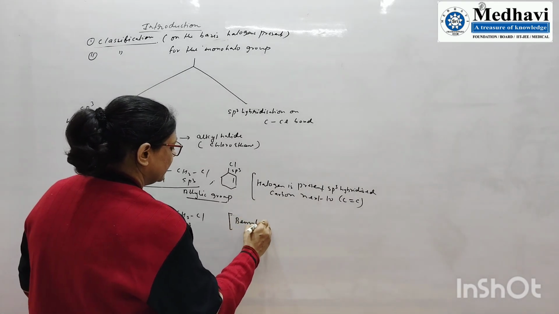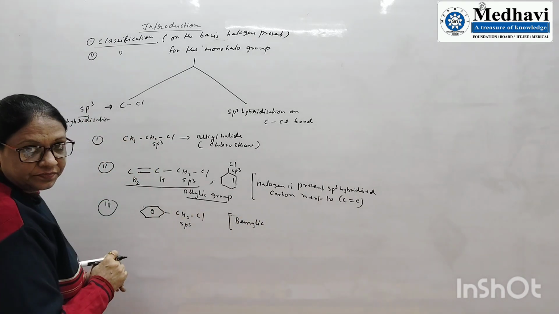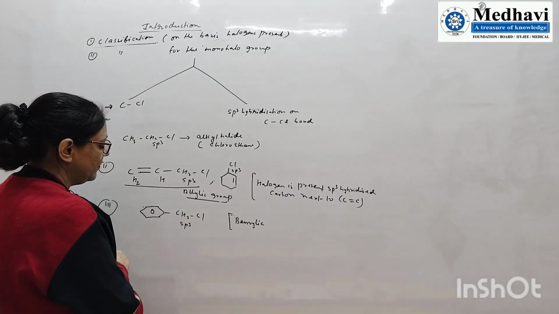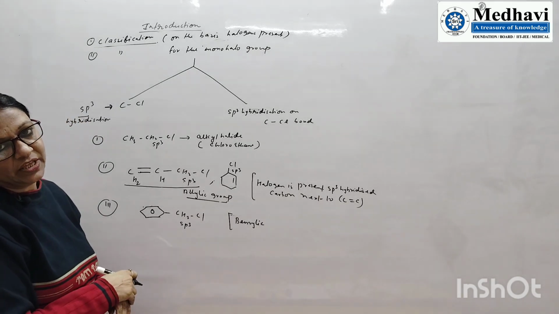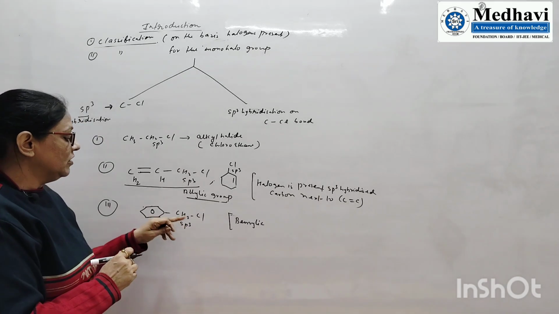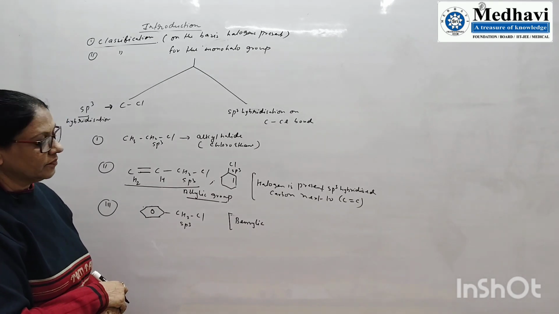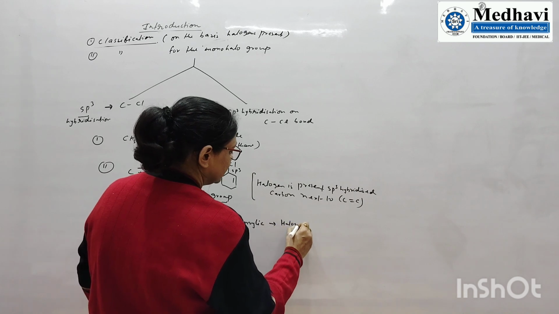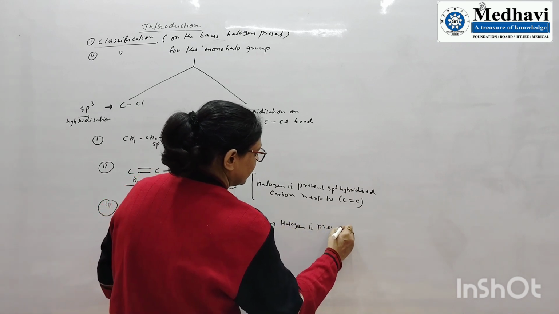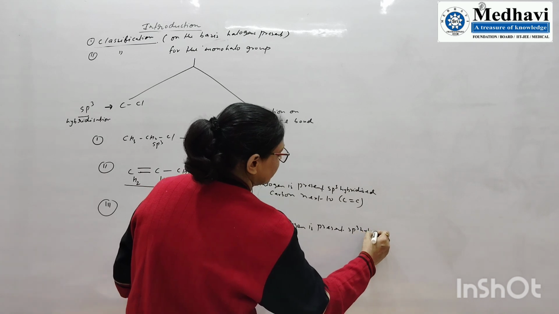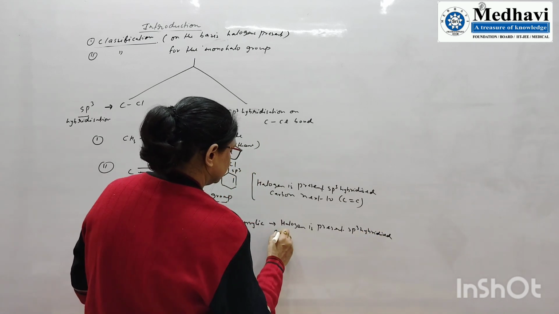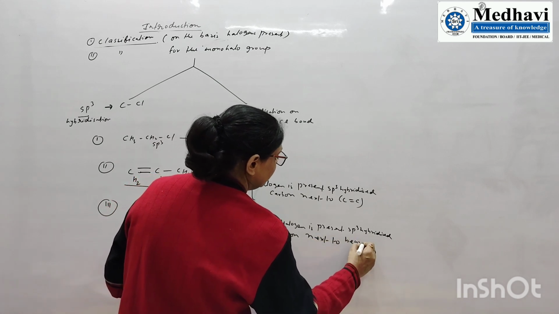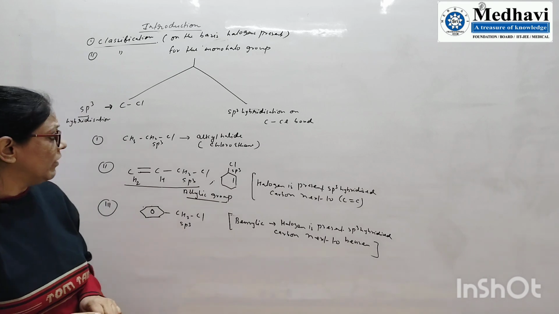This part is called the benzylic group. Very, very important. Benzylic. So it is benzyl chloride. You can also say that its IUPAC name is 1-chloro-1-phenylmethane. So benzylic means the halogen is present on an sp3 hybridized carbon next to benzene. Very, very important from the competition point of view, and from the board point of view.